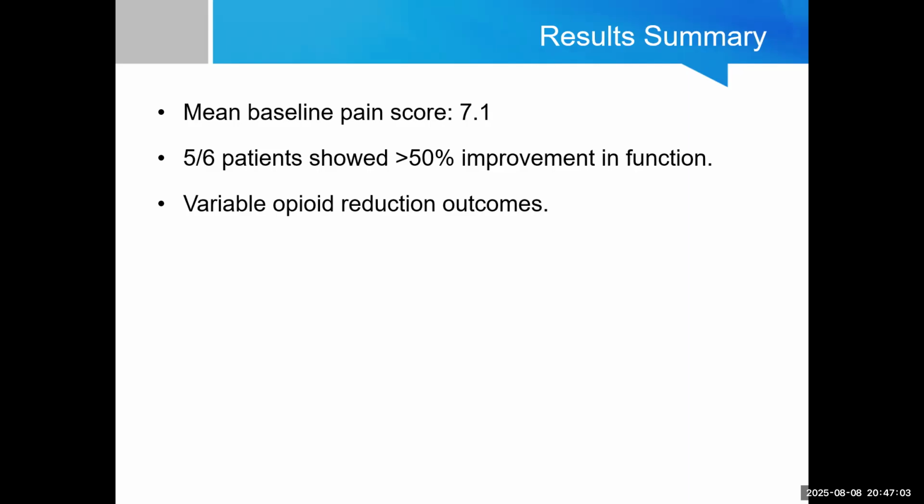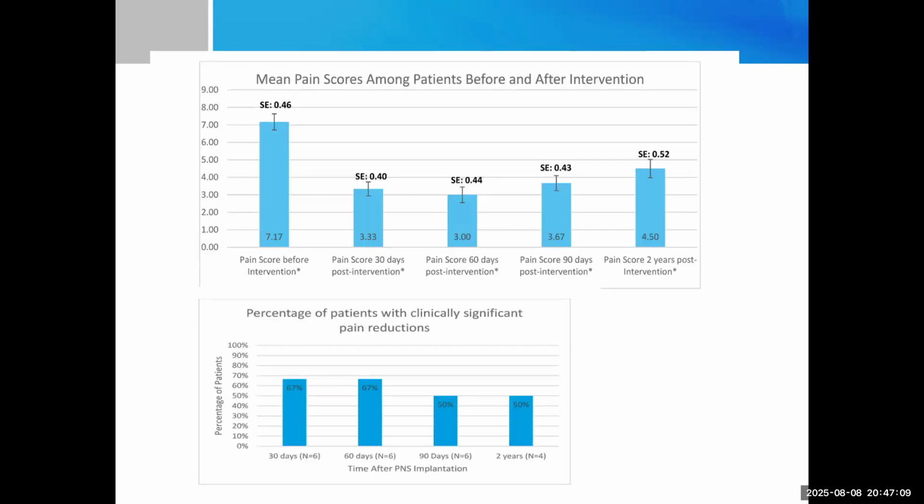5 out of 6 patients showed more than 50% improvement, and there were variable opioid reduction outcomes. So this is the picture you can see. Pain score before the intervention, average is 7, ranging from 10 to 5. And then after 30 days, it reduced to 3, which stayed the same at 60 days. At 90 days also, it stayed the same. And the average score was just 4.5 at the 2-year follow-up.